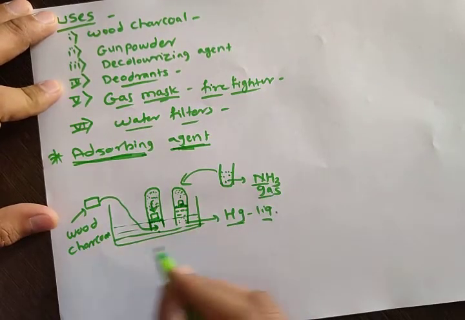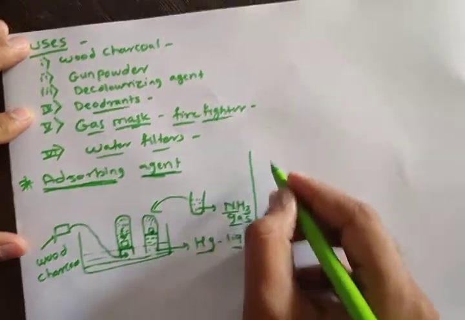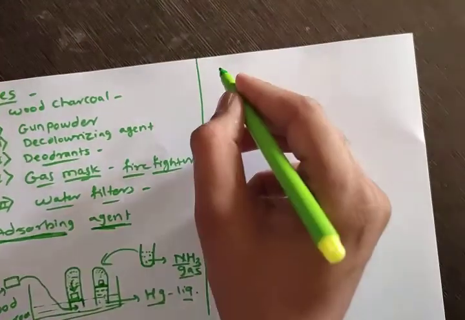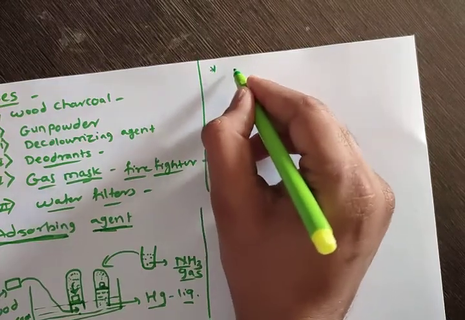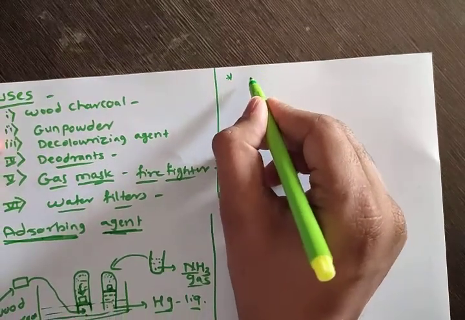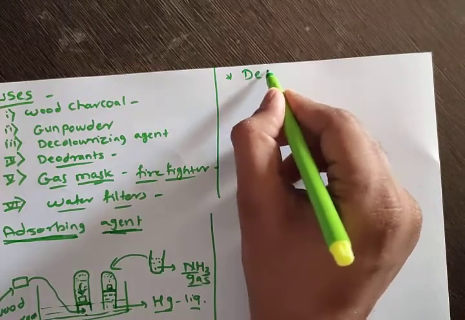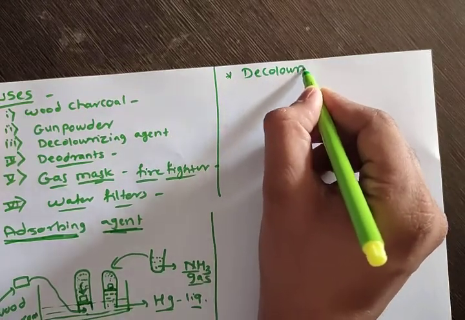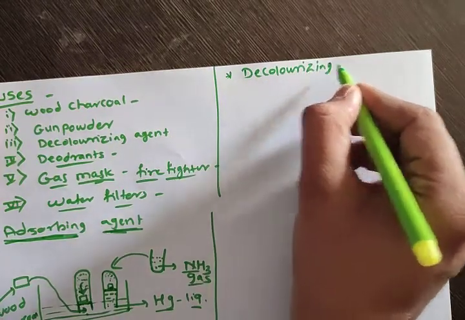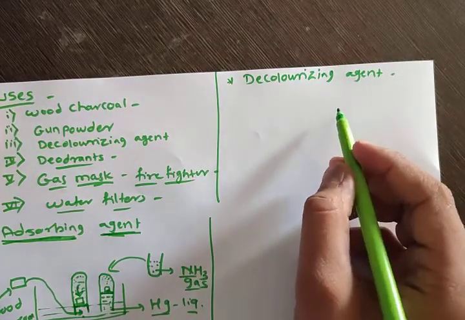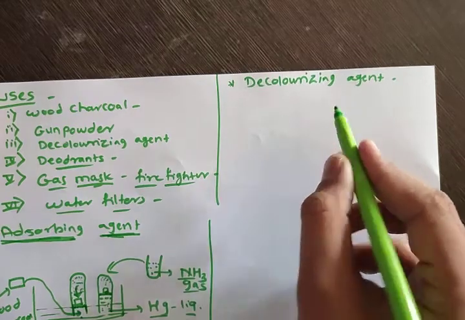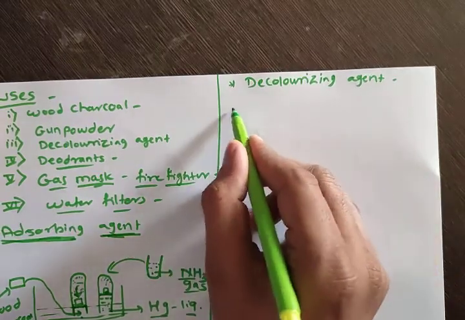Then the second property is that charcoal removes color. So wood charcoal is used as a decolorizing agent. Decolorizing agent means what? It removes the color from the solution. So what will you do?